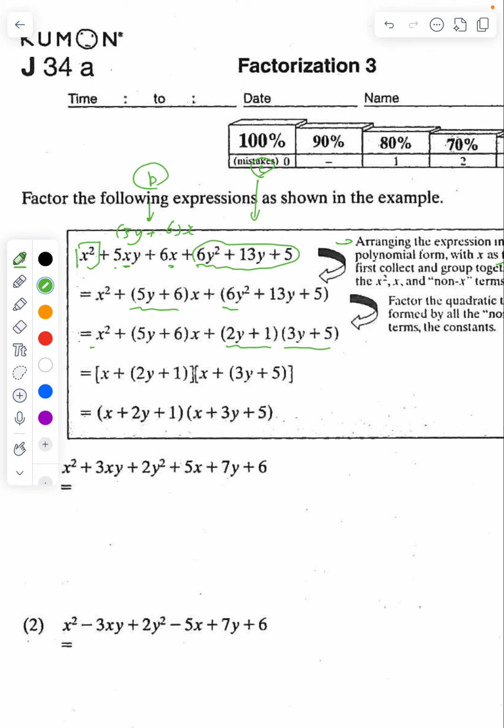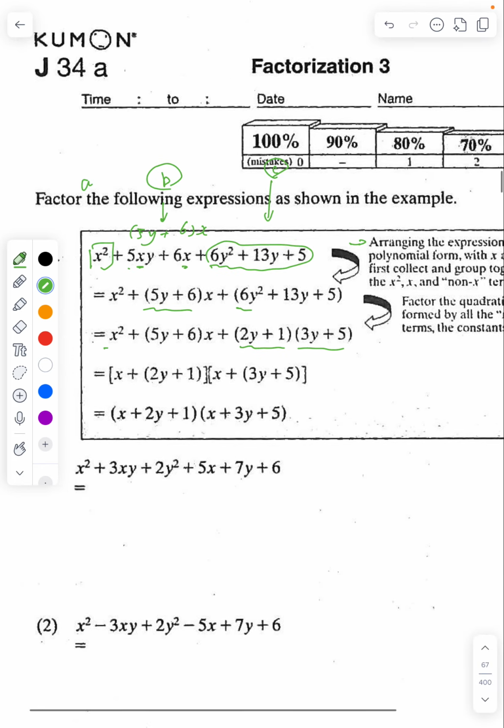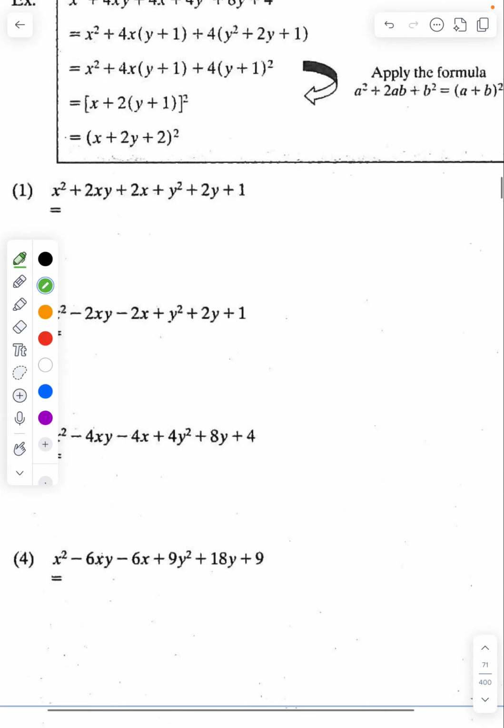Because your goal, again, going back to the ABC model, is to be able to factorize the whole big equation out, okay? All right, so these questions are pretty similar.